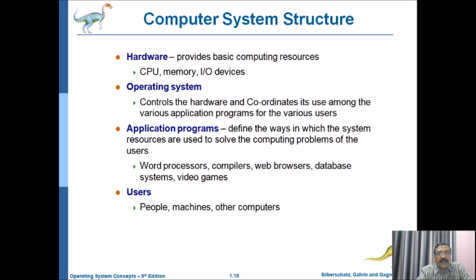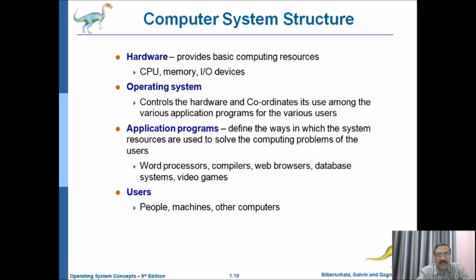Again, we'll try to define the basic computing resources: hardware, CPU, memory, I/O device. The operating system controls the hardware and coordinates its use among the various application programs for various users. Application programs define the ways in which the system resources are used to solve the computing problem of the user. Examples: word processor, compiler, web browser, database system, video game. Users: people, machines, and other computers also.